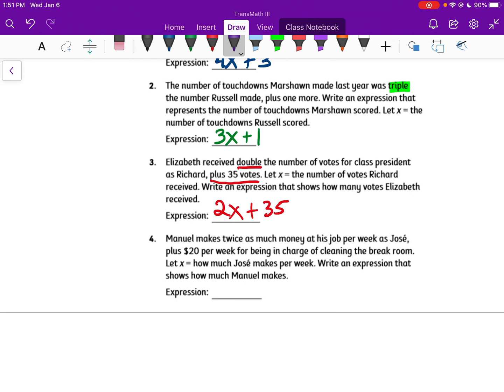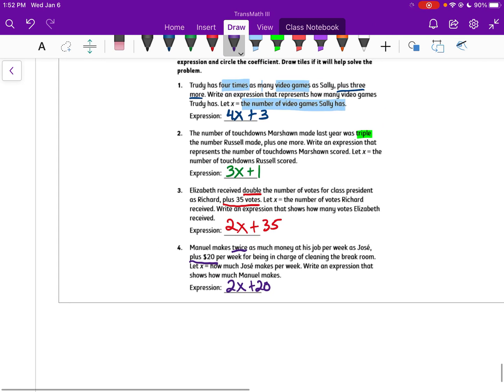Number 4 then, finally, Manuel makes twice as much money, so that's probably important there, at his job per week as Jose, plus $20 per week for being in charge of cleaning the break room. Let x equal how much Jose makes per week. Write an expression that shows how much Manuel makes. Twice as much, so again, 2 times that variable, which in this case is the money, okay, plus that $20 extra per week. So there are our expressions.